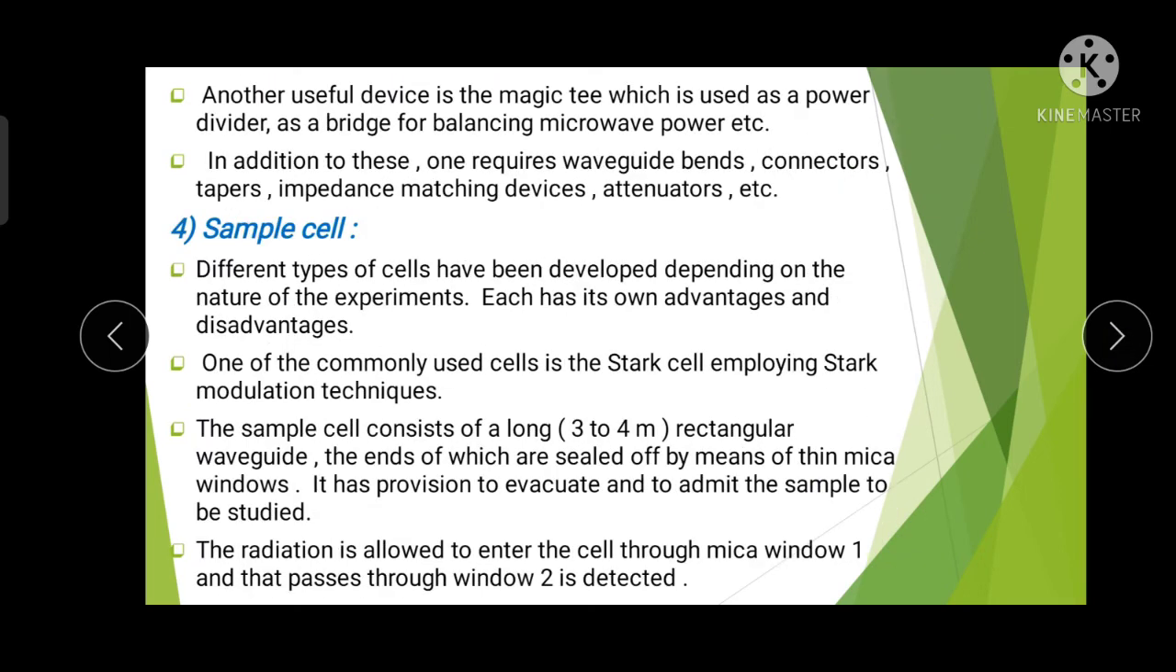Now the next and very important part of the microwave spectrometer is the sample cell. Different types of cells have been developed depending on the nature of the experiments.